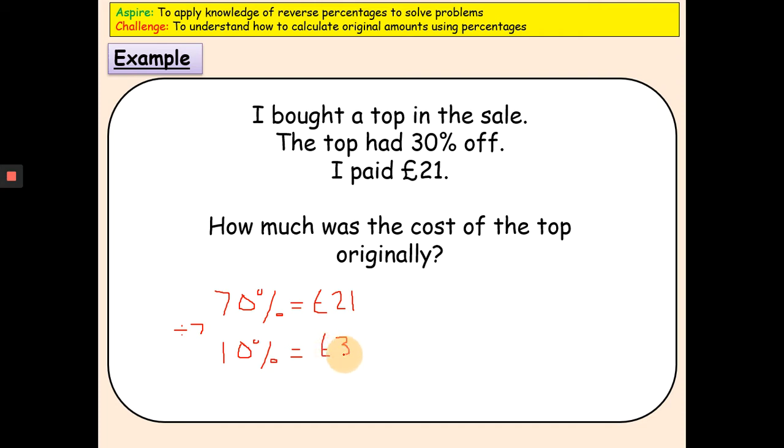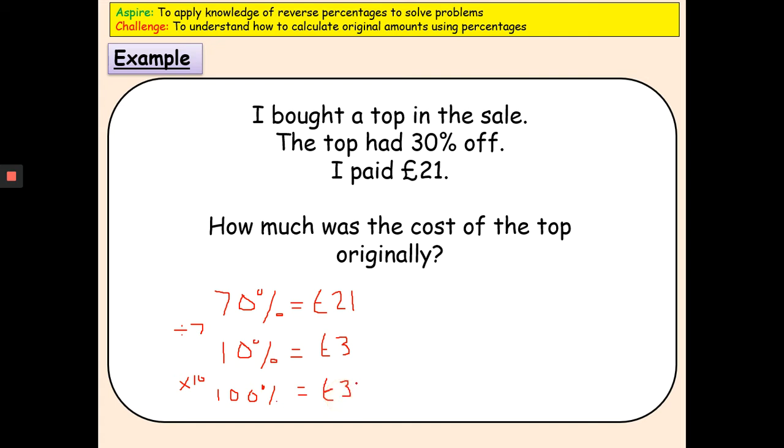And then from there, I need to figure out how do I get from 10% up to 100%? Well, what do I times 10 by to get to 100? Well, I times 10 by 10. So I've got to times both of these by 10. So my original amount is going to be £30.